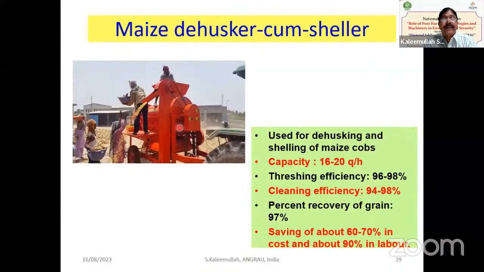This is a maize dehusker cum sheller, and it is used for dehusking and shelling of the maize cobs. The capacity is 16 to 20 quintal per hour, and the thrashing efficiency is 96 to 98%. And it saves labor, and it saves cost also.